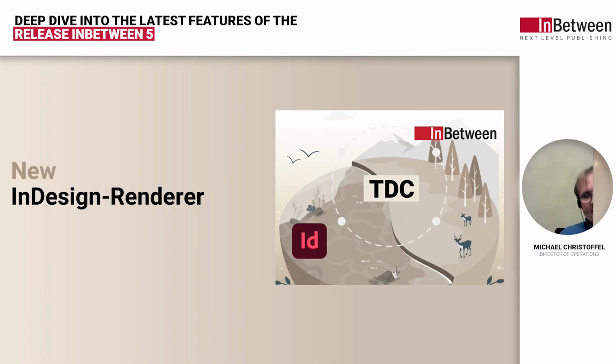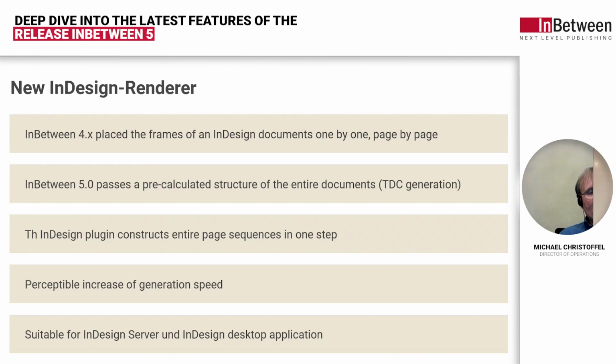So there's a new InDesign renderer coming with InBetween 5. In InBetween 4, InBetween creates page by page and places frame by frame. This means, same as a human graphic designer would do, work page by page. It's very fast, but it was a sequential process.